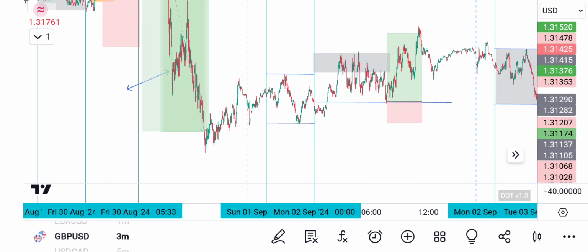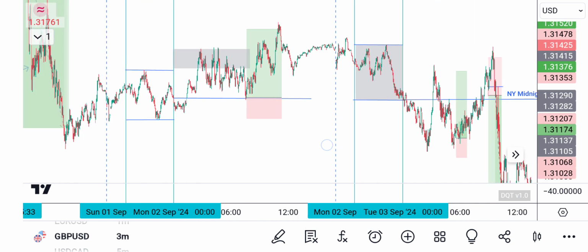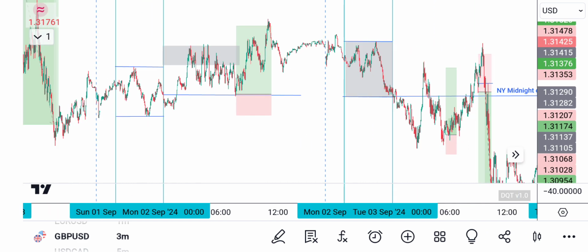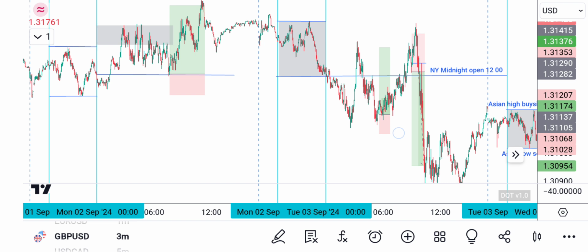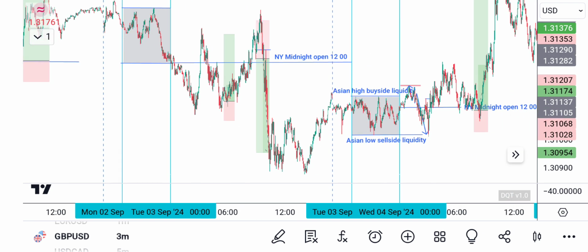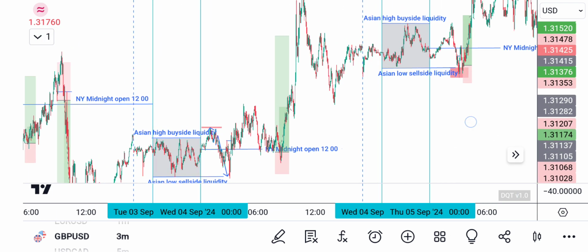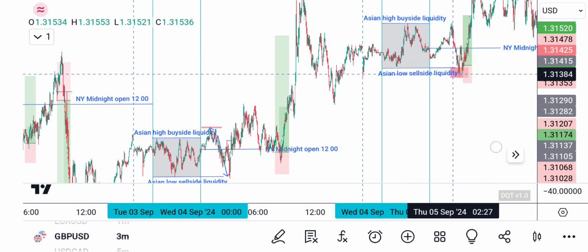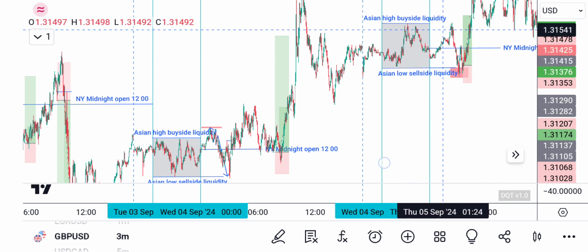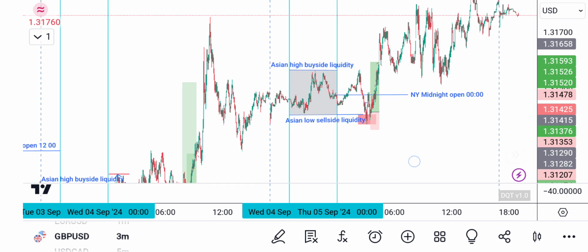Accumulation, manipulation here, distribution. Accumulation, manipulation here, distribution. You can also call this the manipulation phase, and then distribution lower. Accumulation, manipulation, distribution up. Accumulation, manipulation, distribution. I hope you see it. That is the ICT power of 3.